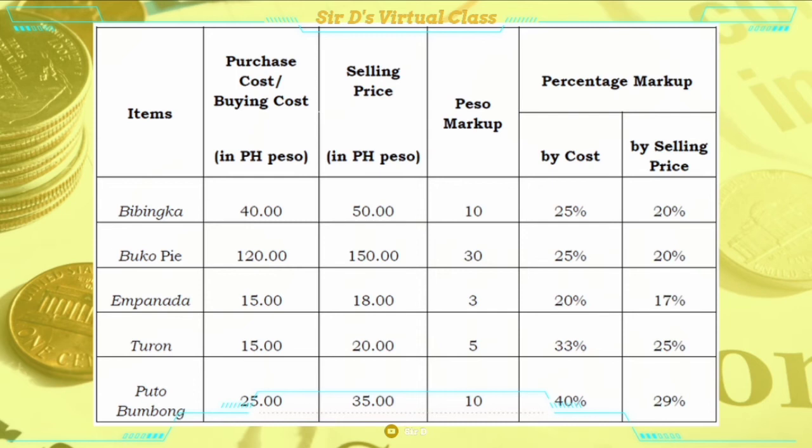But we assume that the items will be sold. And again, it will be up to you which of these two markups you will be using in your business. So be wise.